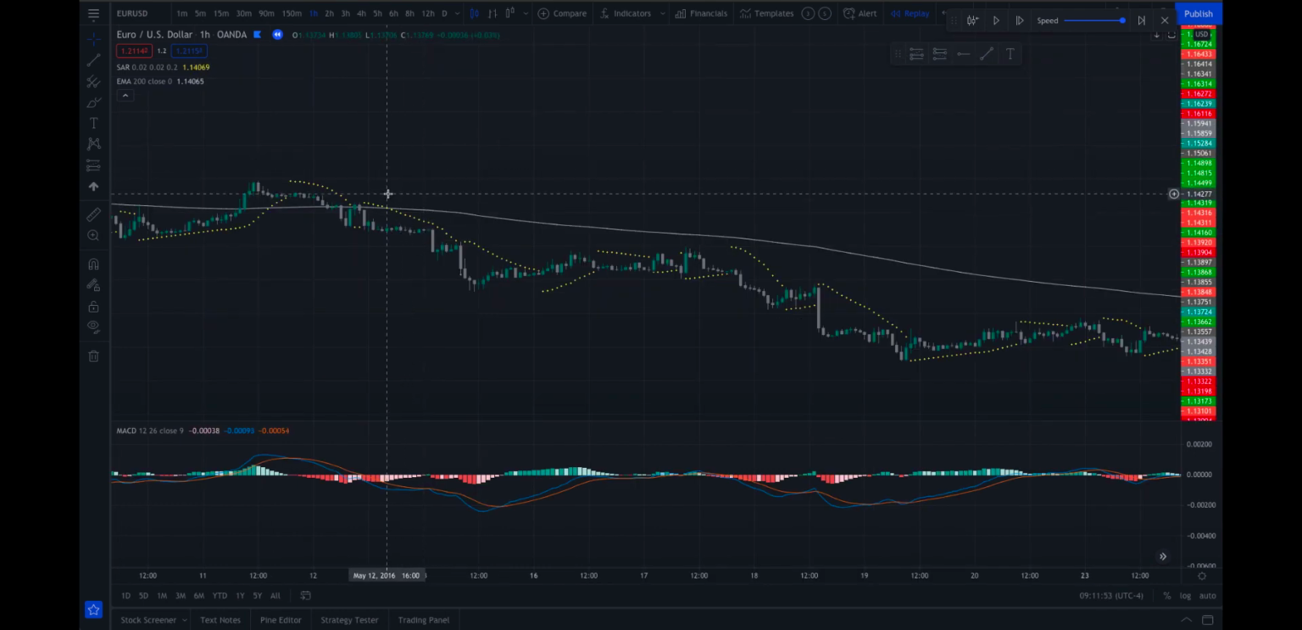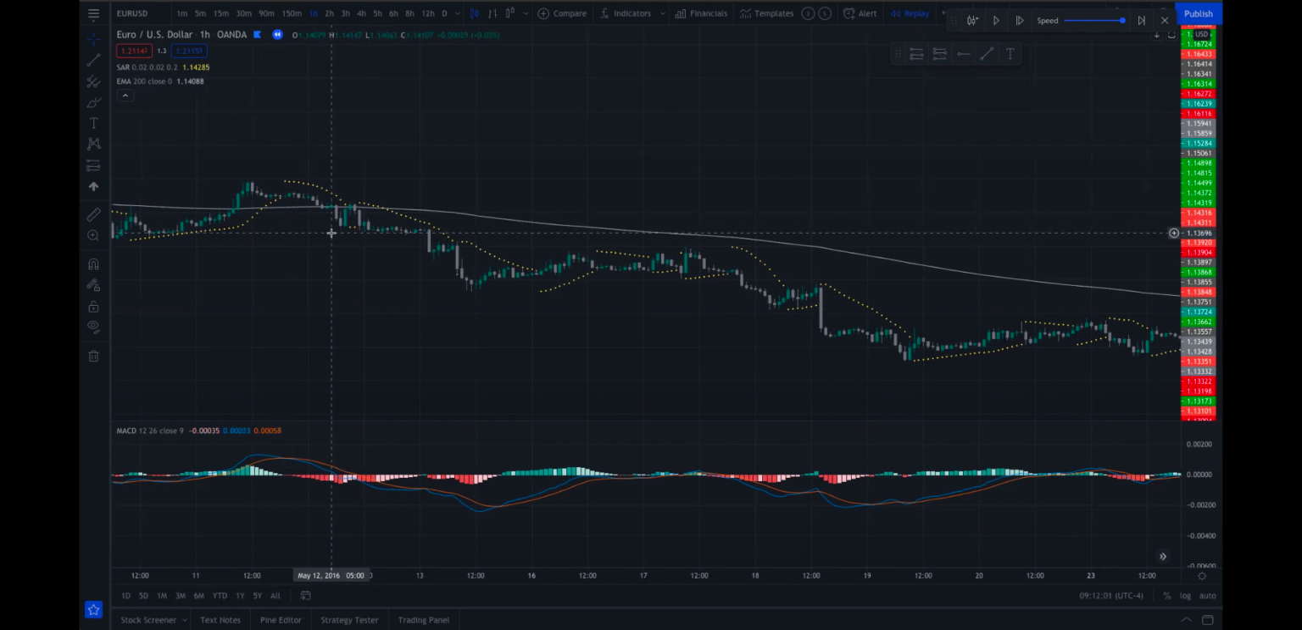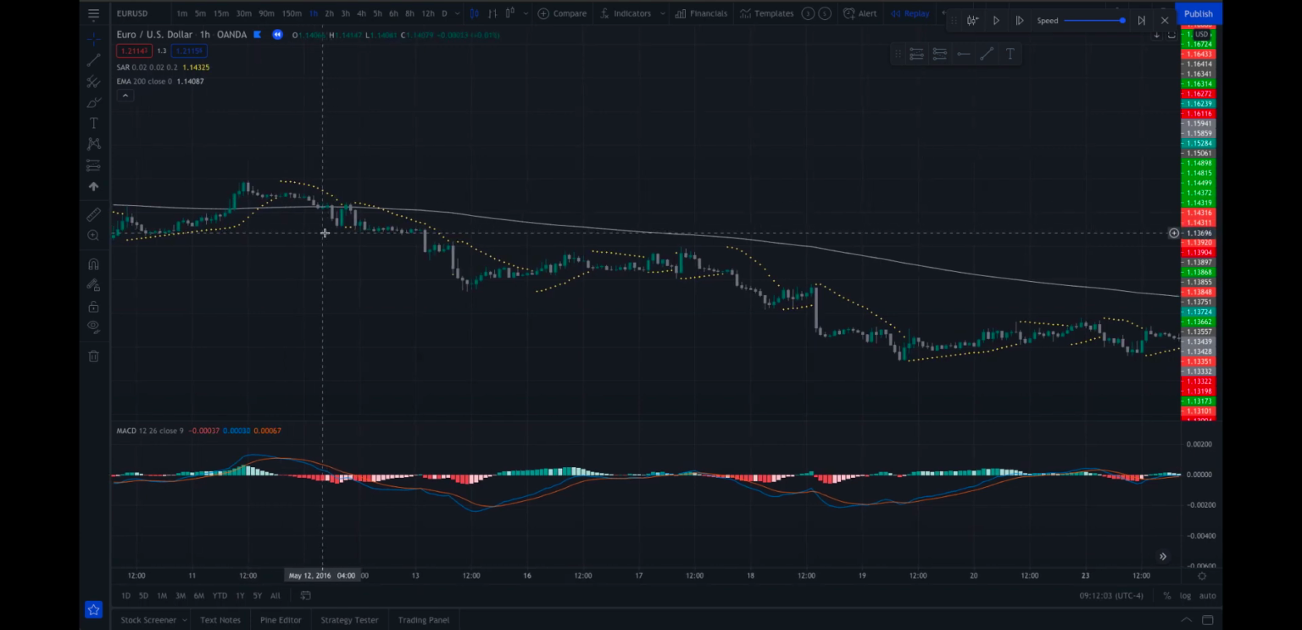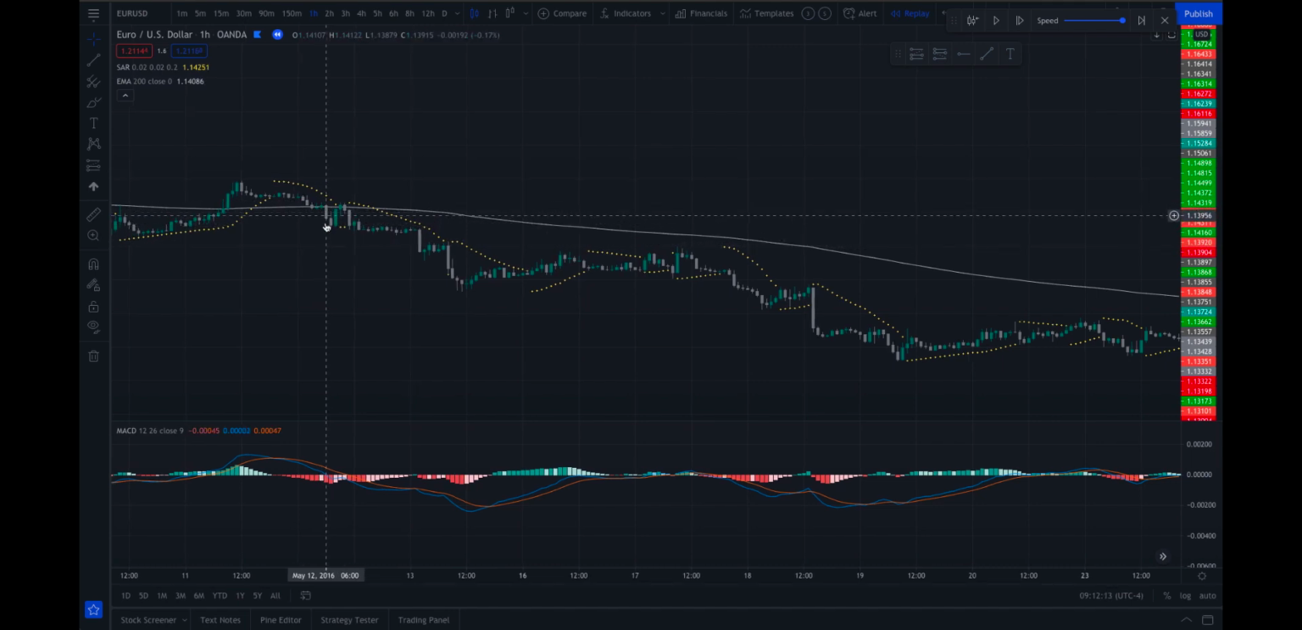So for short entries, we are going to do the opposite. We're going to wait for price to go below the 200 EMA. The signal line or MACD line cannot be past the zero for the entry. We're going to wait for a parabolic SAR short signal, and this would be our entry candle.